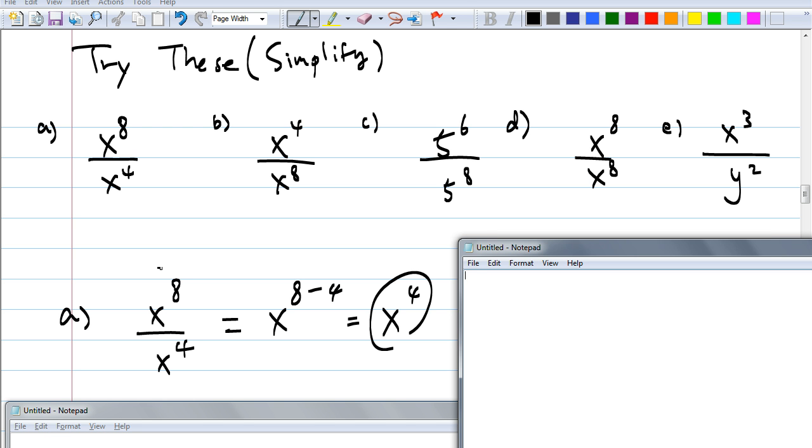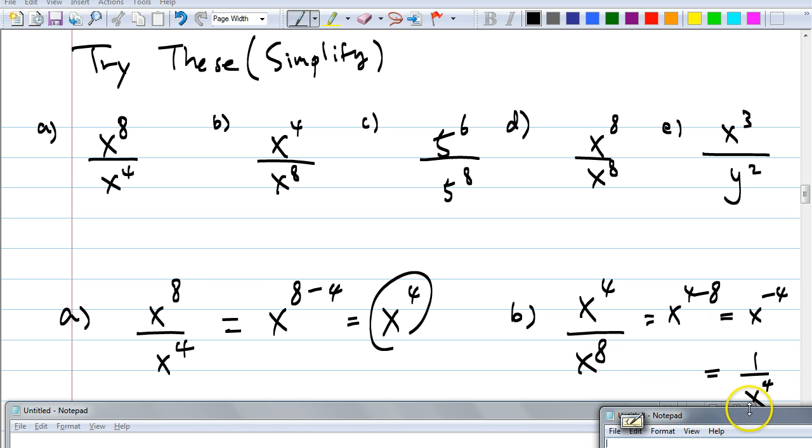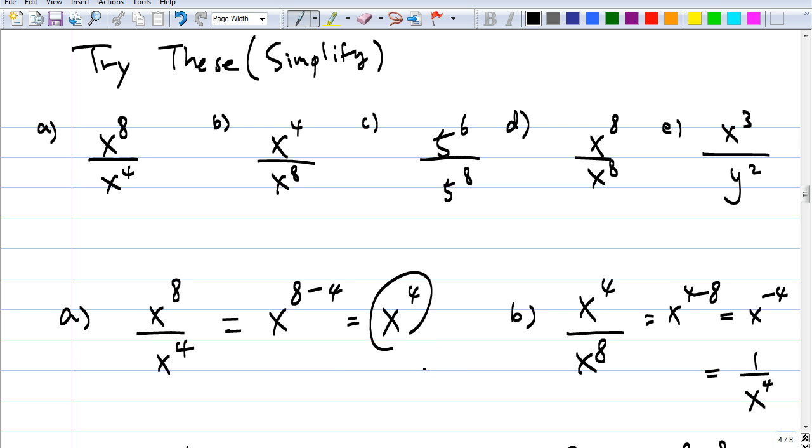Now, what about B? Who's got that one? 1 over x to the fourth. 1 over x to the fourth is correct. Okay. Did you get that? All right. Then let's move on to C.